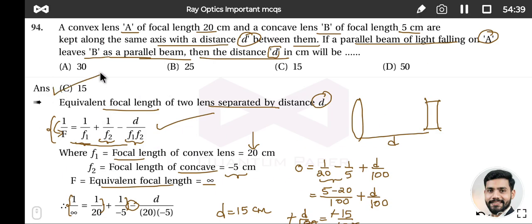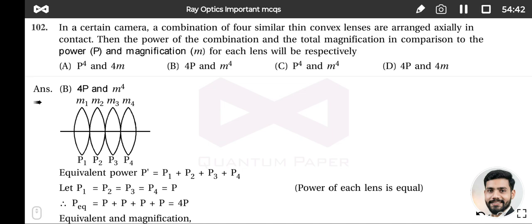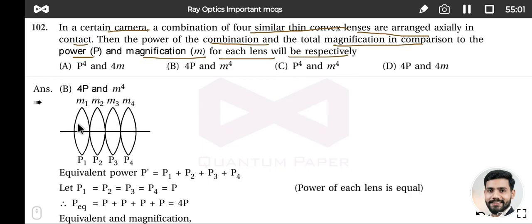Look at the next question. In a certain camera, a combination of 4 similar thin convex lenses are arranged axially in contact. Then the power of the combination and total magnification, in comparison to the power P and magnification M for each lens, will be respectively. Okay, so total 4 convex lenses are there, kept in contact with magnifications m1, m2, m3, m4. Let's say the magnification of each is m, and the power of each lens is P. Same power, same magnification. Then what is the total power and total magnification?